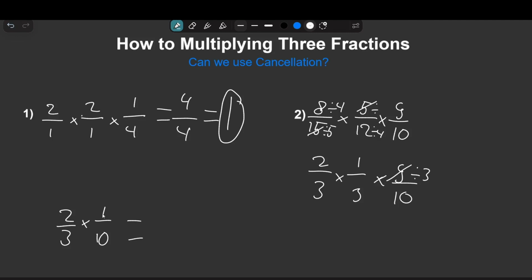We have 2 times 1 equals 2, and 3 times 10 equals 30. Now we can simplify this fraction by dividing it by 2, so we get 1/15. So this will be our final simplified answer of the second example.